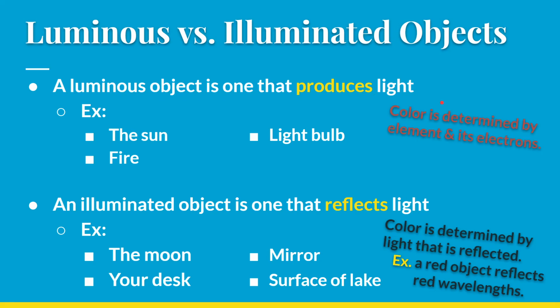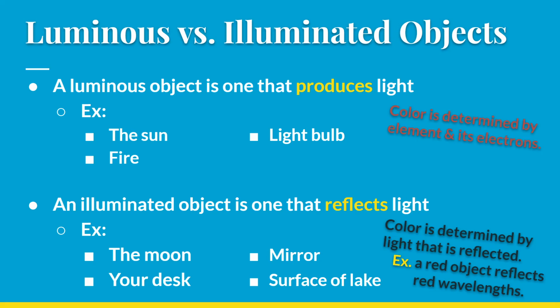So these are just two vocabulary terms that you're going to want to write down in your notes: luminous and illuminated. A luminous object is one that produces its own light. So like the light bulbs in the room, or the sun, or fire, anything that produces its own light source is called a luminous object.